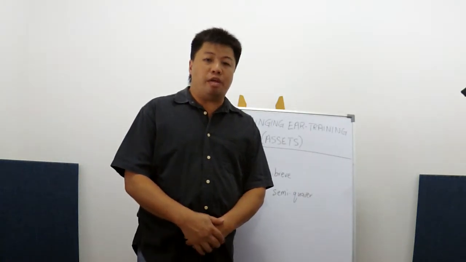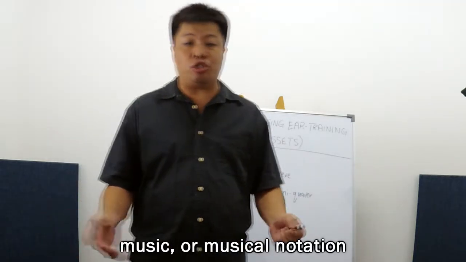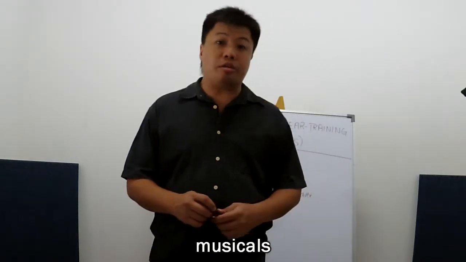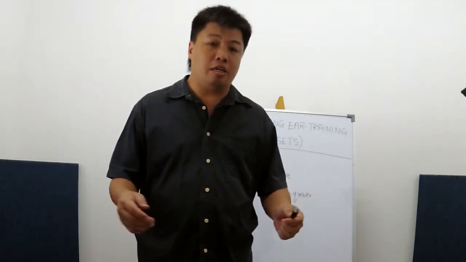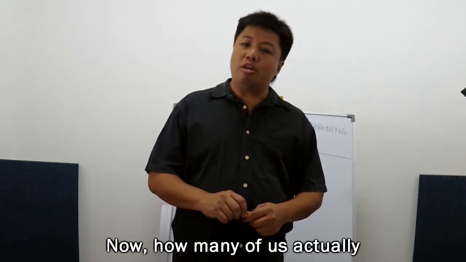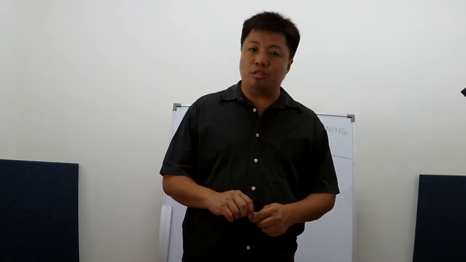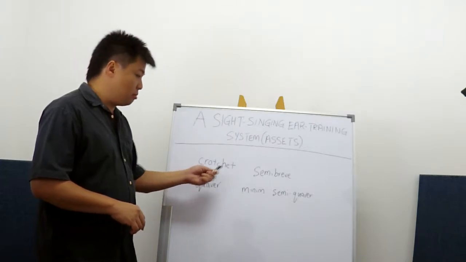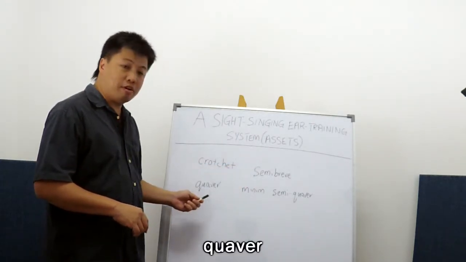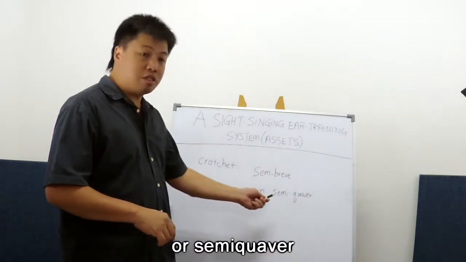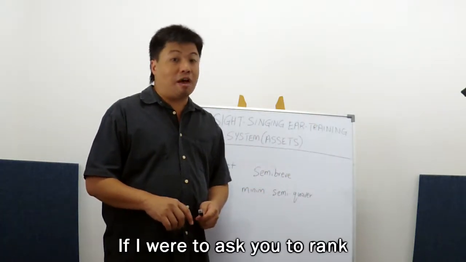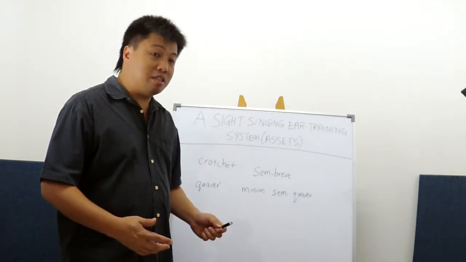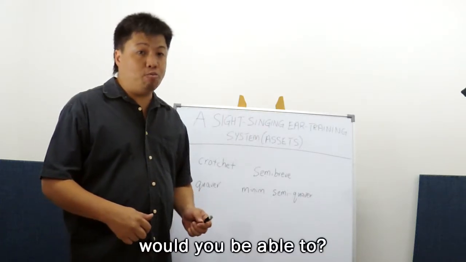Many of us have been exposed to music or musical notation. We join choirs, singing groups, or perhaps we audition for musicals or some singing stint that requires note reading. Now, how many of us actually understand music notation? Do you understand even words like crotchet, semibreve, quaver, minim, or semiquaver? If I were to ask you to rank which is the biggest and which is the smallest in its order, would you be able to?